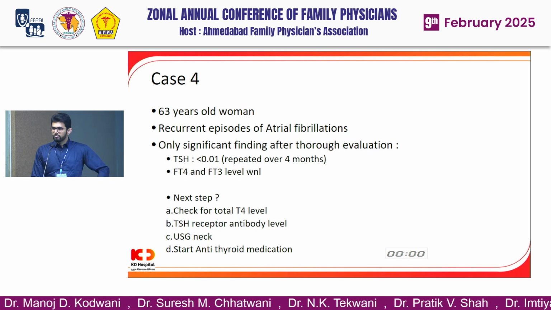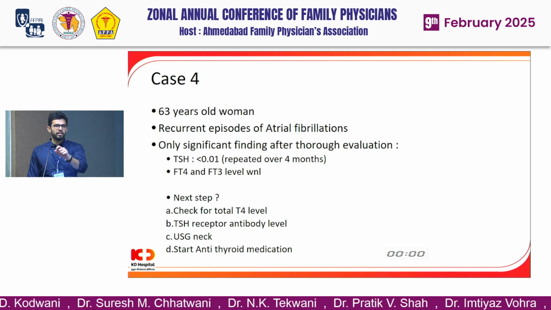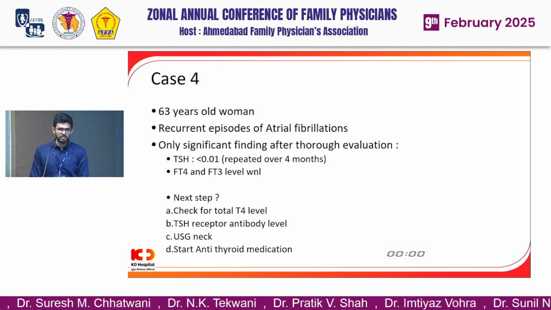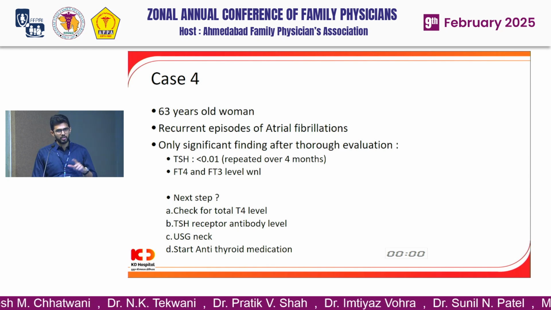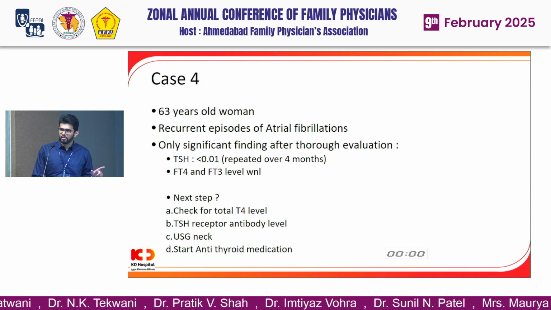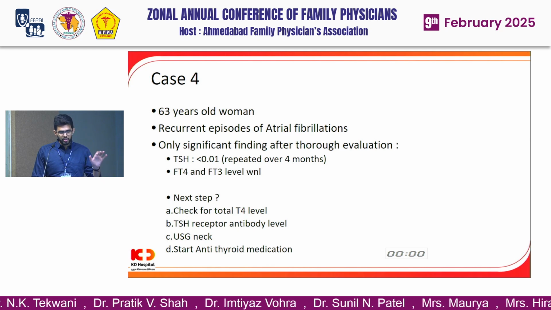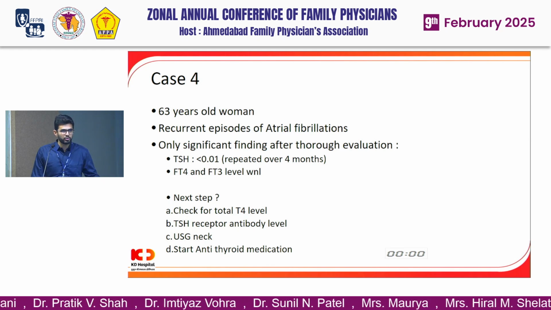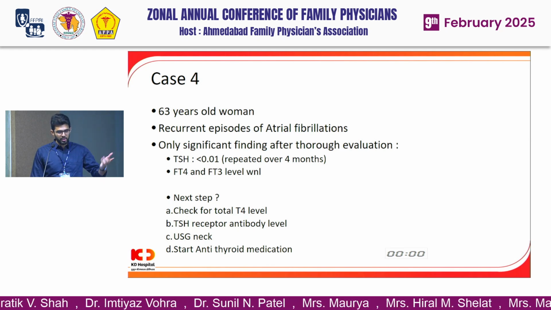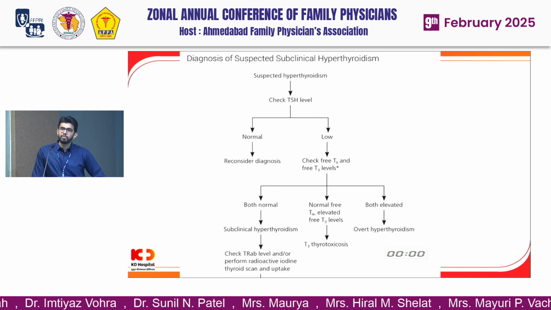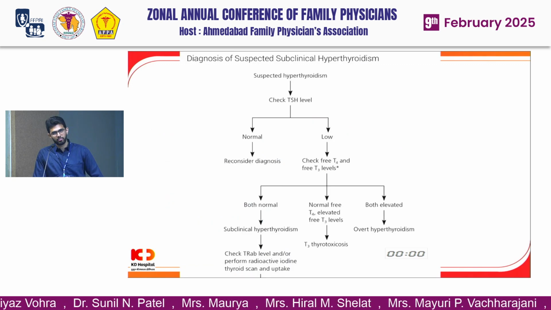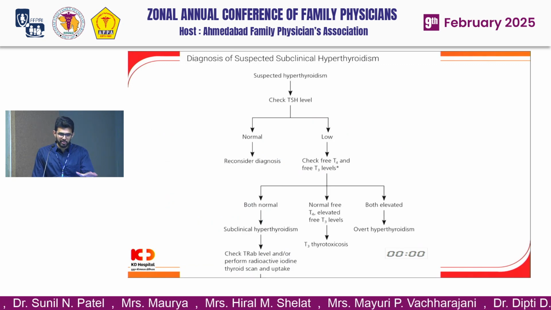Right. For those who do not know, TSH receptor antibody level is a very specific antibody test for hyperthyroid Graves' disease, but it is a very costly test, so we don't advise it always. Ultrasonography is not very useful except when we find a nodule or something. So this is atrial fibrillation probably related to subclinical hyperthyroidism, and treating might be beneficial.